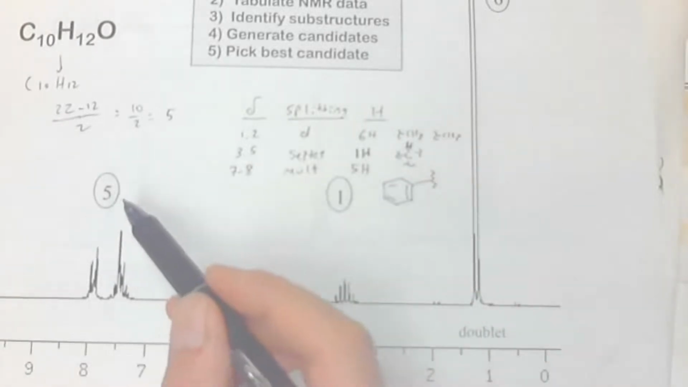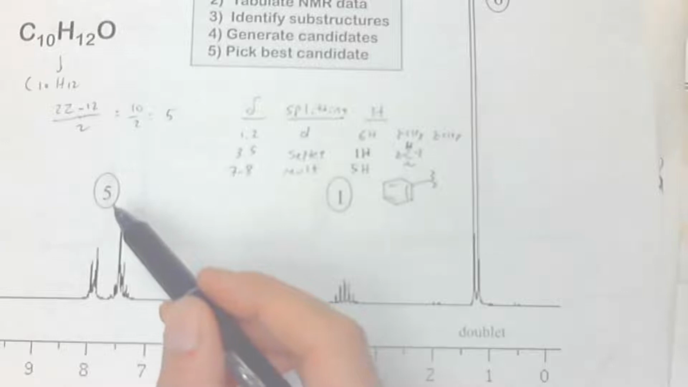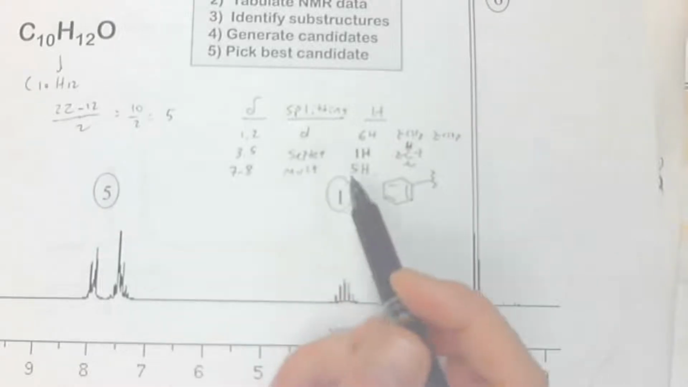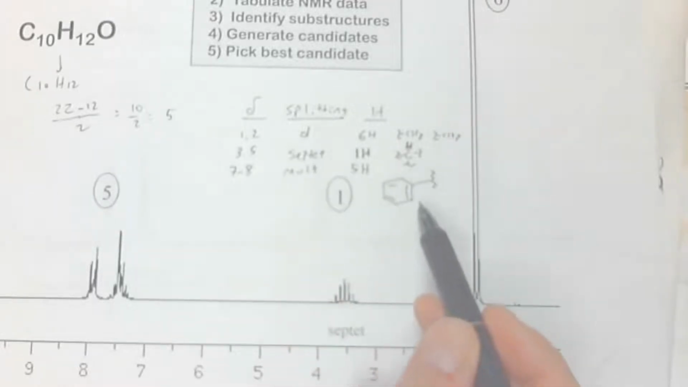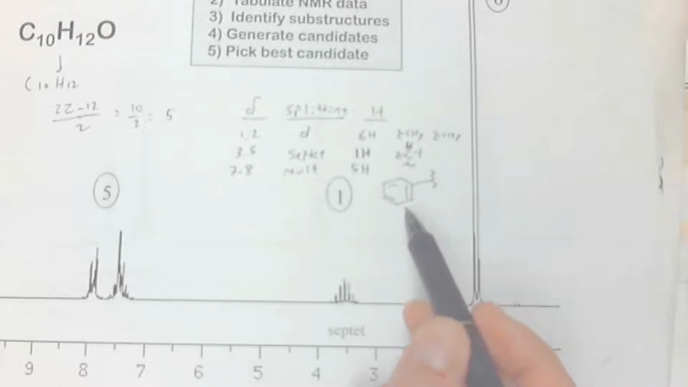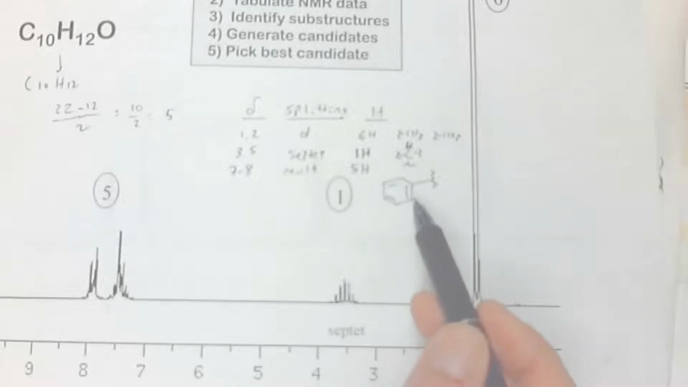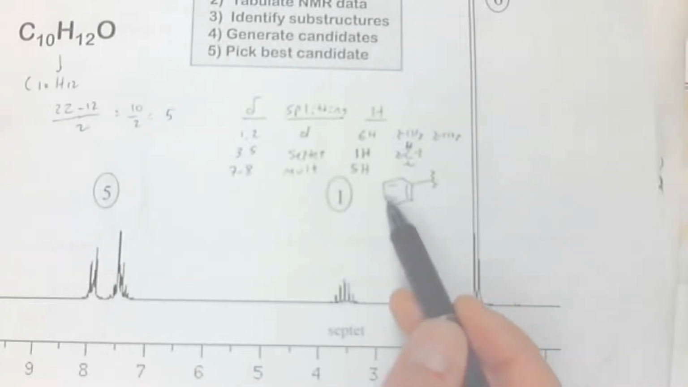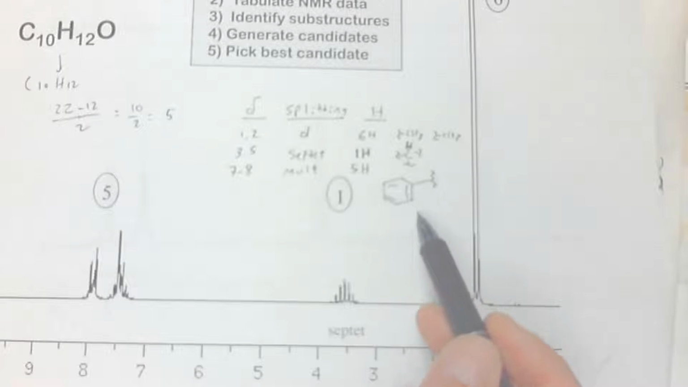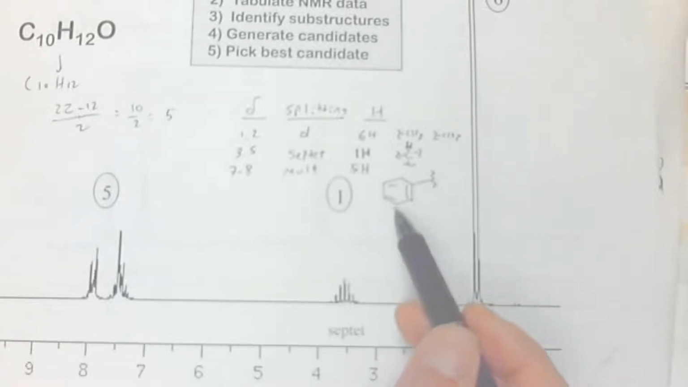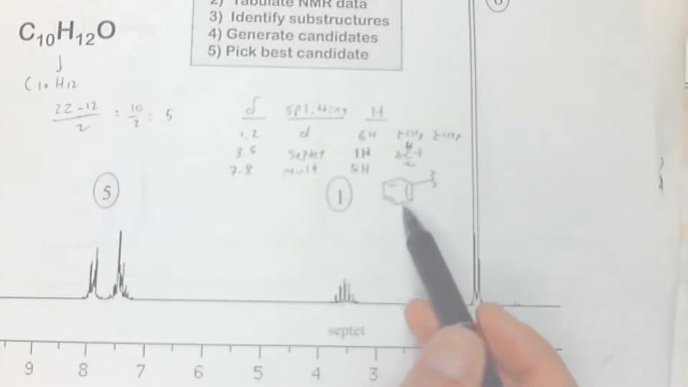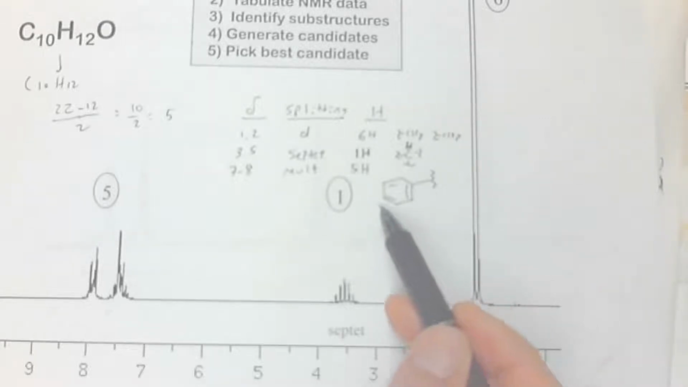What if it was 4? If you had four CHs in the aromatic region, then it would be di-substituted. And then you'd have to do 2 squigglies, with the only issue being, is it ortho, meta, or para, right? Remember that whole thing? If you go back a few lectures, remember there's a trick to ortho, meta, and para.